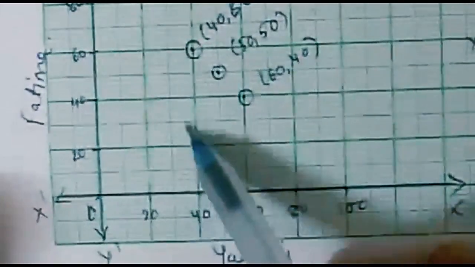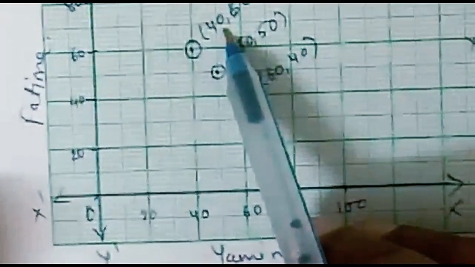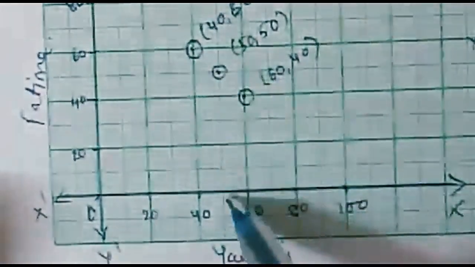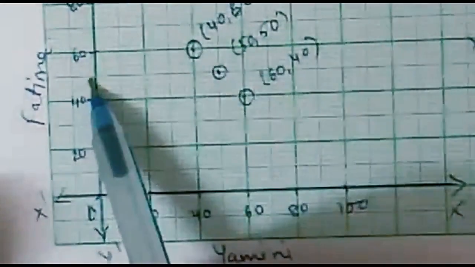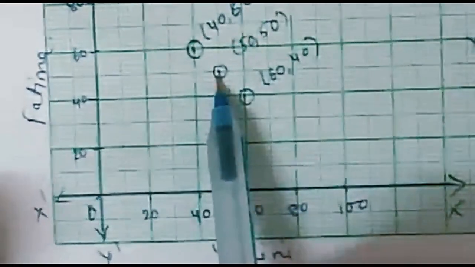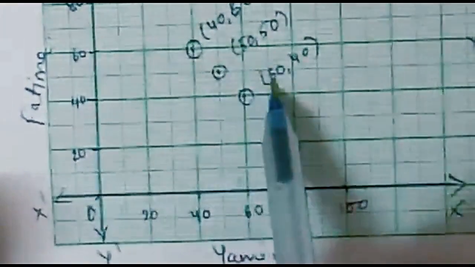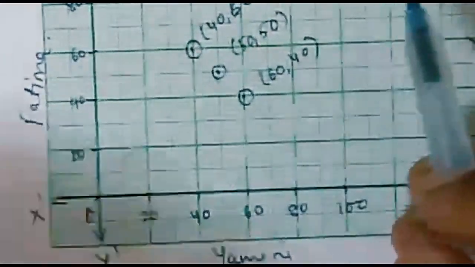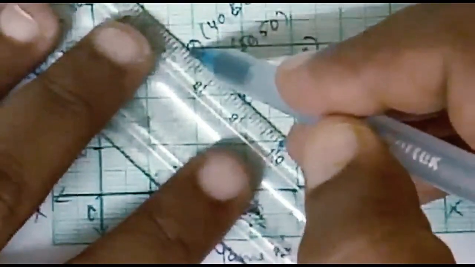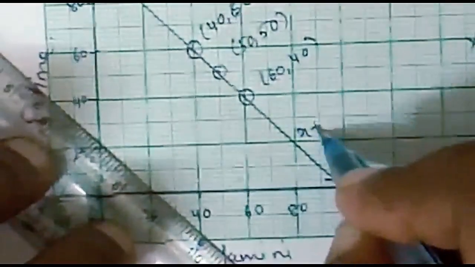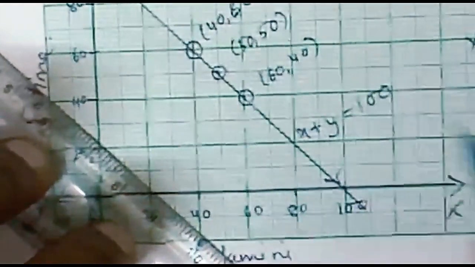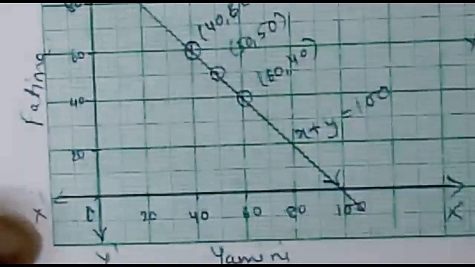So here we have 40 and 60, the first point. Then the second point, 50, will come here between 40 and 60, and same thing for y-axis. So this is the point 50, 50, and same way 60, 40. So I have got 3 points. We can draw with the help of scale. So in this way we will get the graph of x plus y is equal to 100. Okay, so this is the given.